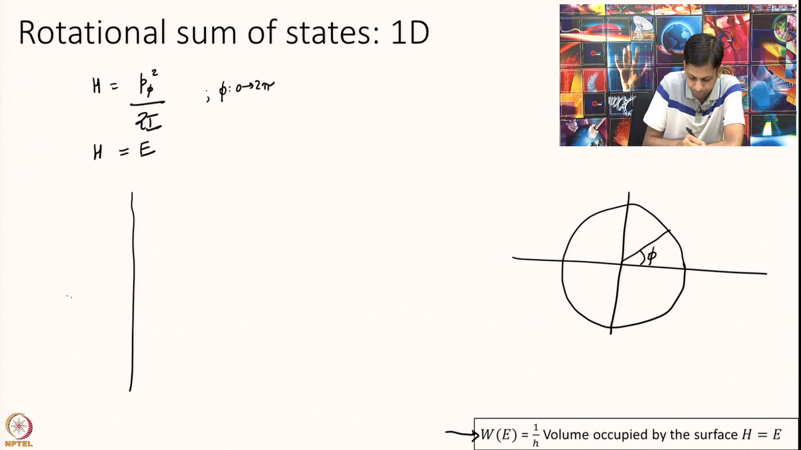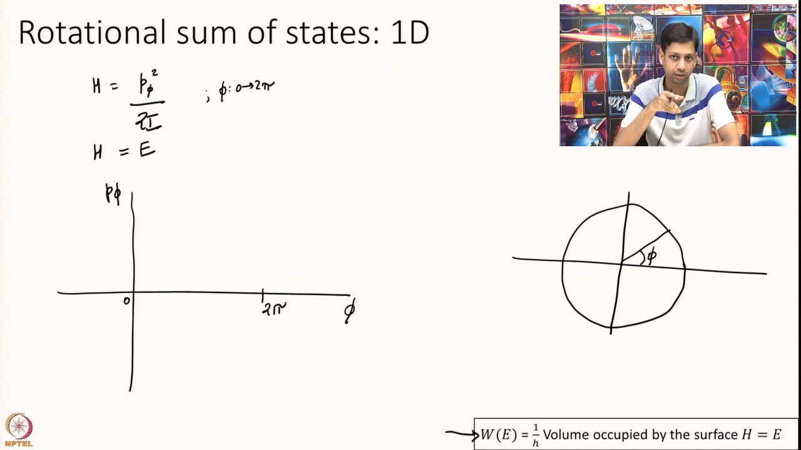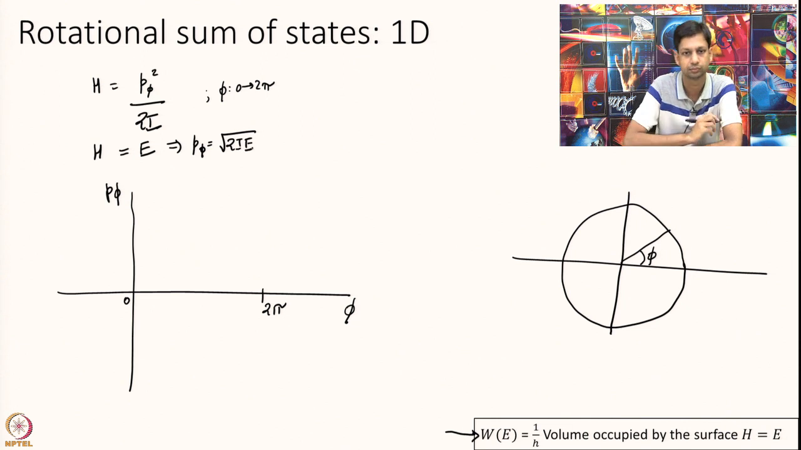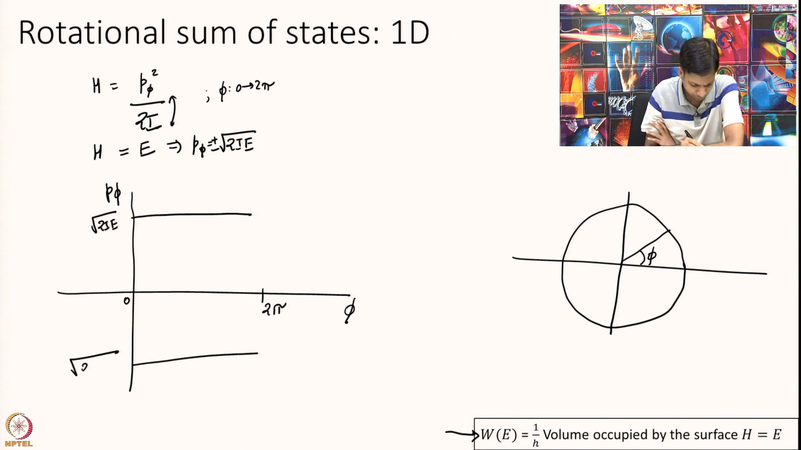So, let us make a plot of phi versus p phi. Phi goes from 0 to 2 pi. How much does p phi go from? Well, minus infinity to plus infinity, but we have a constraint. Our constraint is H equal to E. So, H equal to E implies p phi equal to plus or minus root 2IE. If I equate these two, this is easy to see. I am assuming energy to be positive, so we have root 2IE here and minus root 2IE here, and phi goes from 0 to 2 pi.